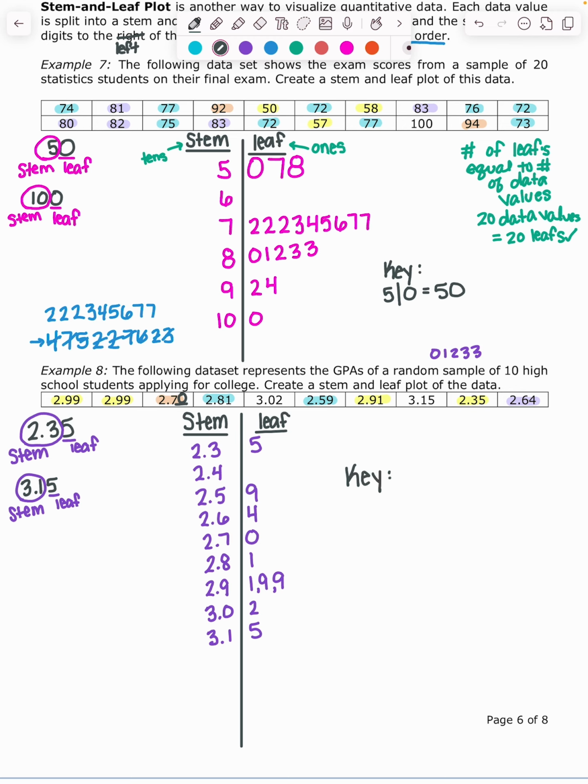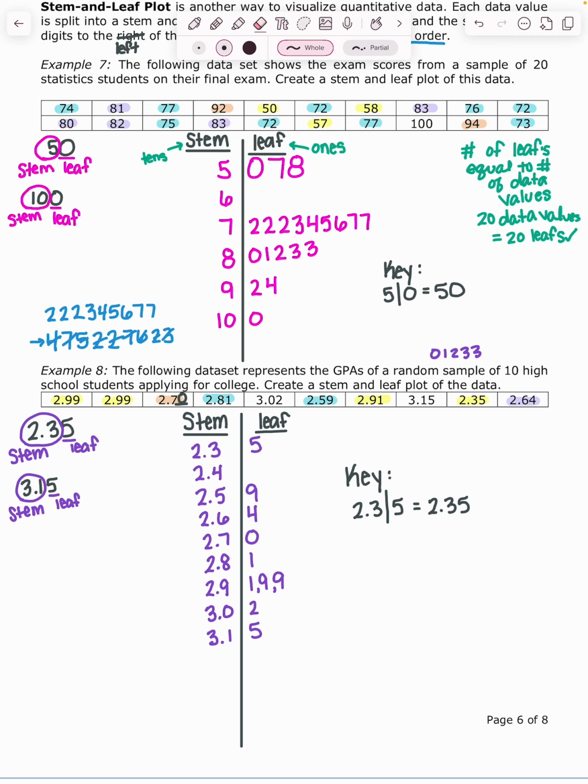And our key: 2.3 line 5 equals 2.35, and it's just 2.35. This could have represented dollars, so this could have been like 2.35 million, and that would be important. That would be a very important thing to include in the key if this was 2.35 million, but it's not. It's just 2.35 because it's a GPA.